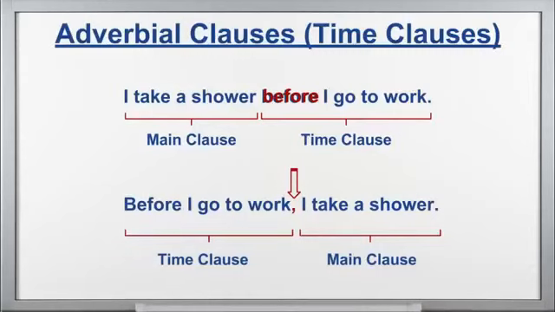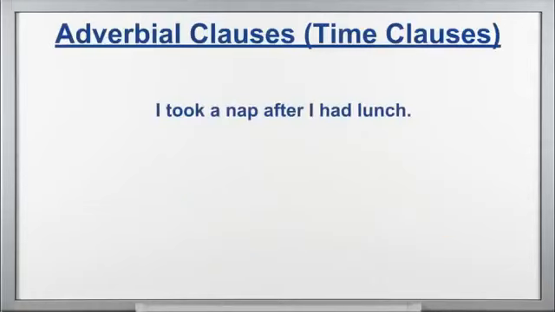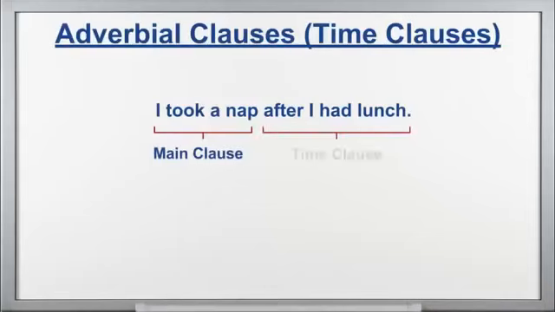Let's continue with some other examples. As I said, I'm not going to talk about all of them. I'm going to talk about the main ones. We talked about before. Now we're going to see a different one. I took a nap after I had lunch. If we take into consideration the previous example, we can see that I took a nap is the main clause. After I had lunch is the time clause. How do I know this? The word after.